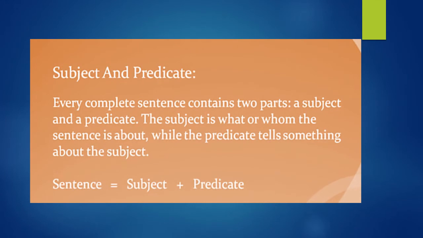So, students, every complete sentence contains two parts, a subject and predicate. The subject is what or whom the sentence is about. Means what we are talking about, whom we are talking about, is known as subject, while the predicate tells something about the subject. Okay, so sentence means subject and predicate.